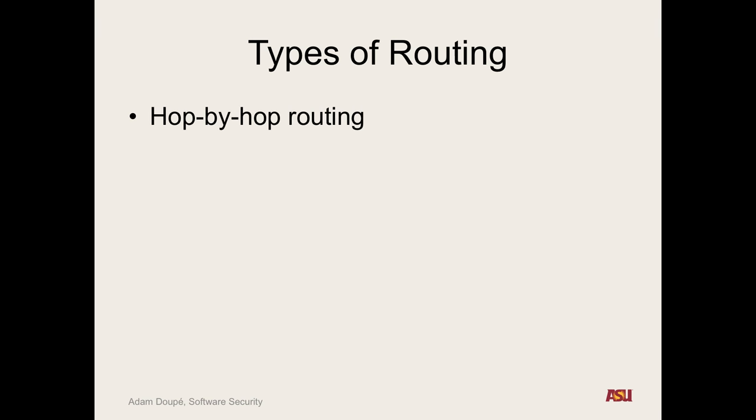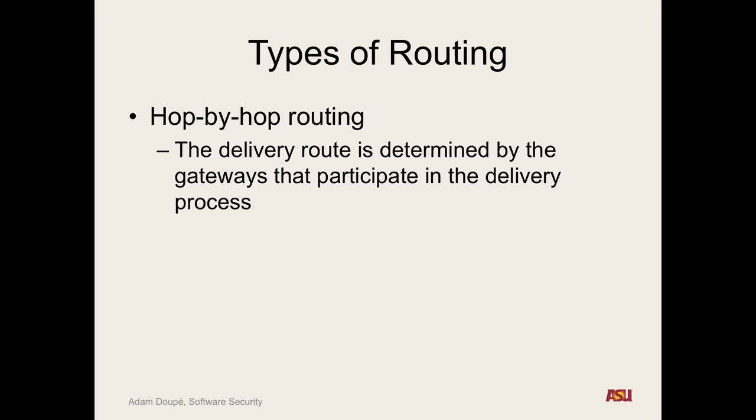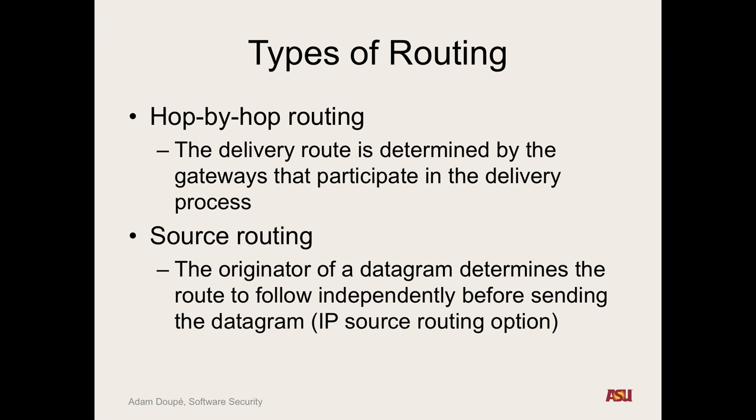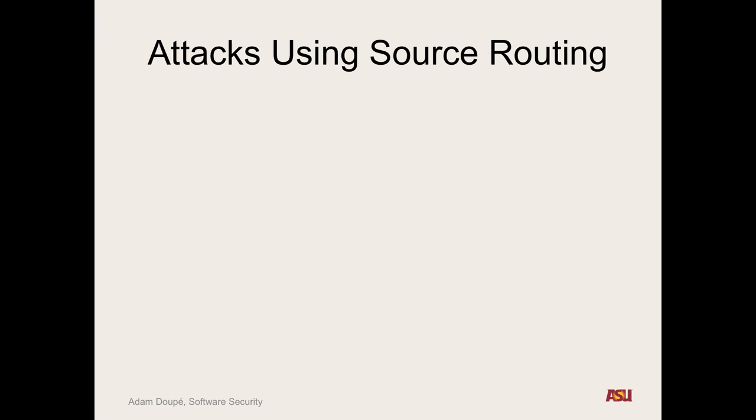Okay, so normal routing is where you have no control, right? The gateways and switches in between decide. The other way is source routing. Remember when we were talking about IP, that IP has an option where you, the sender of the packet, can specify where the packet goes and what hops it takes. And this can lead to attacks, which I think we talked about briefly.